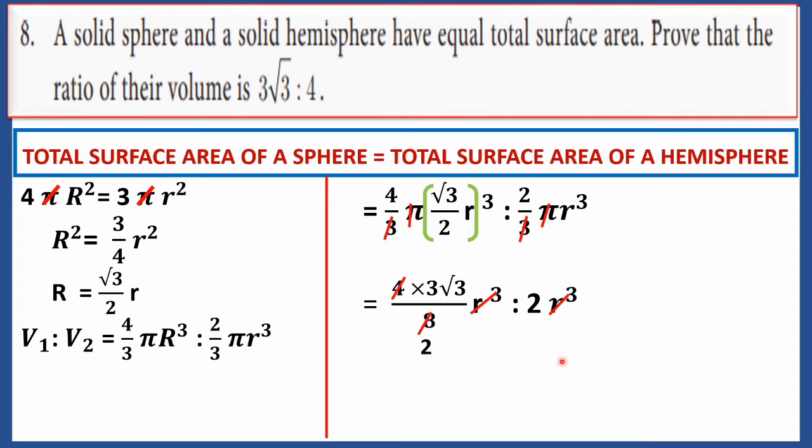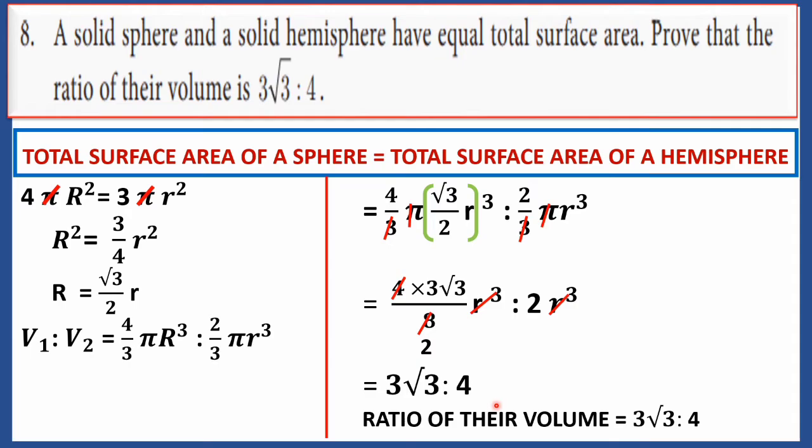We have to simplify 3 root 3. Simply we can multiply this 2 and 2. We get 3 root 3 is to 4. To cancel this 2, we have to multiply the whole terms by 2. Or otherwise, simply we can remember that these two 2's make 4. So, the ratio of their volume equals 3 root 3 is to 4. Usually we write the ratio in fraction form and then simplify the terms. But here we write it as it is to avoid confusion. Try to follow this method, it's very easy for you.